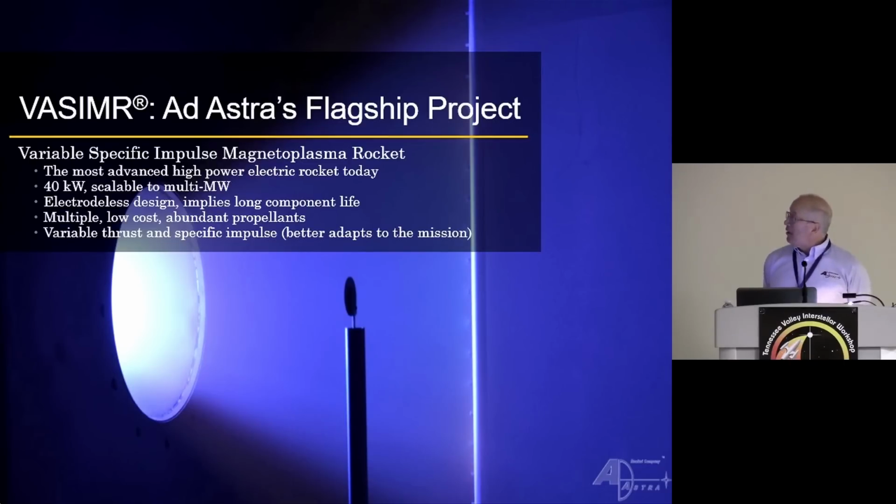So we're the most advanced high power electric rocket today, and when I say high power, I mean more than 40 kilowatts. Below 40 kilowatts, you have better options in terms of mass from Hall thrusters and ion engines. Above 40 kilowatts, we scale very well with increasing power, because once you make the magnet, you can put more and more power through that magnet until you basically hit thermal limits. And so we believe we can scale all the way up to multi-megawatts.